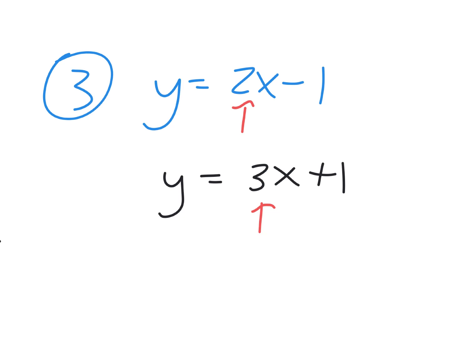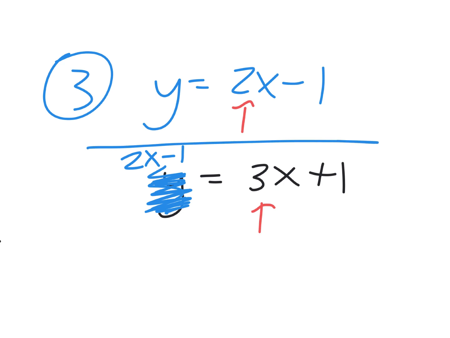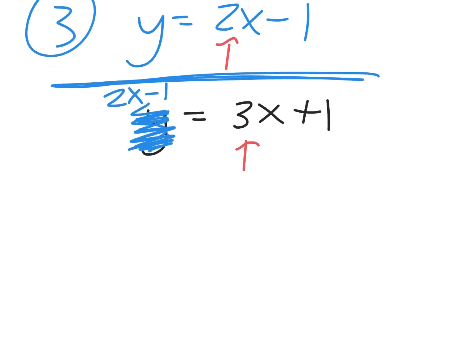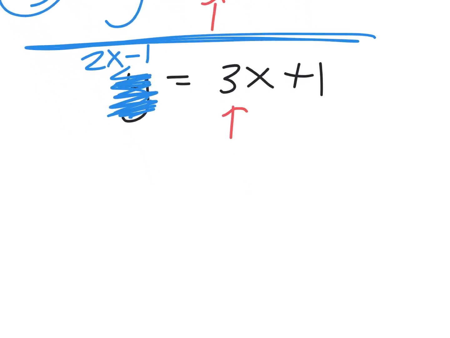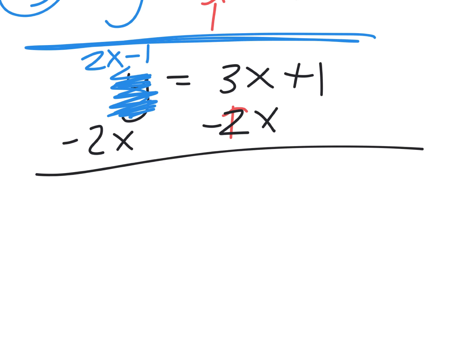Do you replace the y with 2x minus 1? So I'm going to put the 2x minus 1 right there, because that's where the y was. And then it's just solving what's beneath that line. Let's solve that. I'm going to subtract 2x from both sides, and I get negative 1 equals x plus 1.